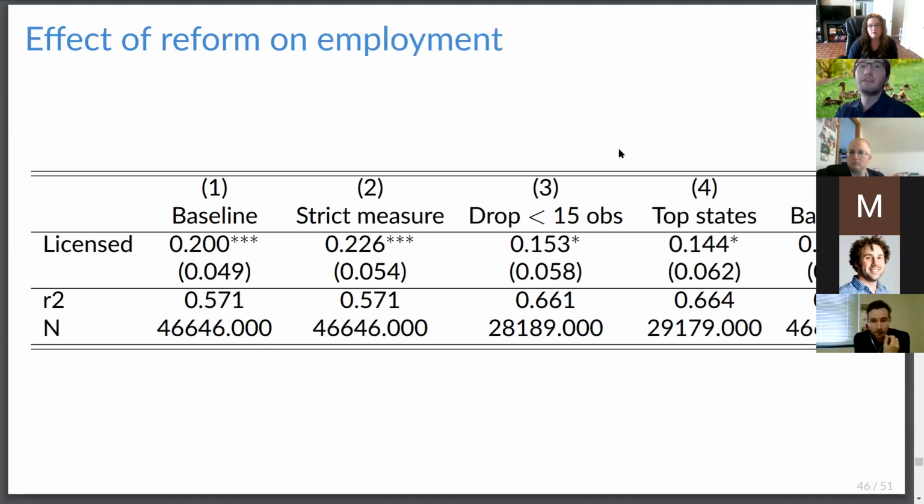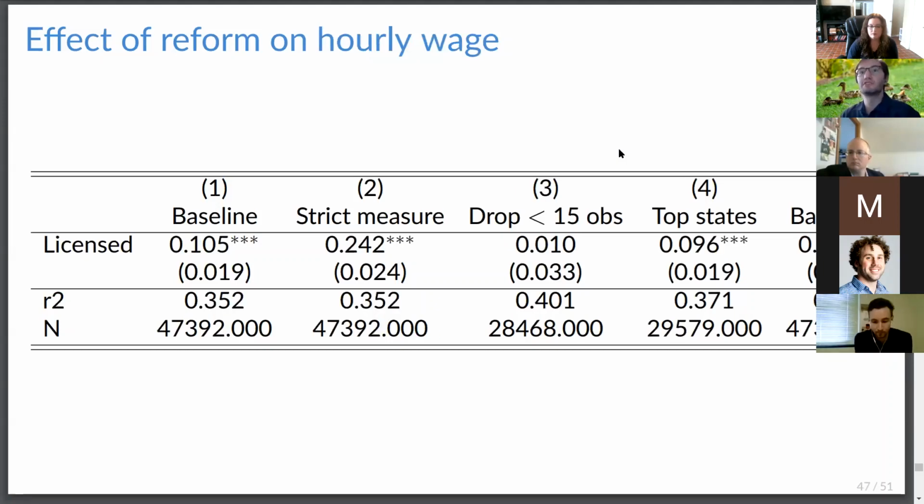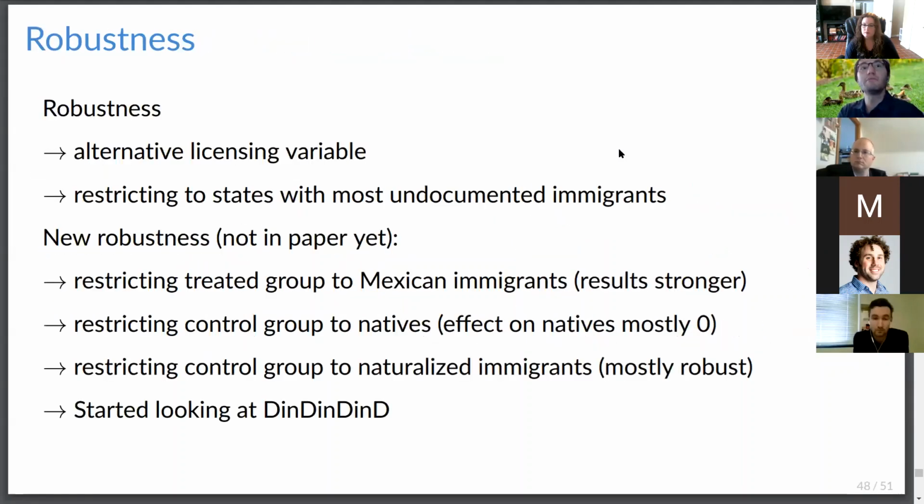So anyways, I look at employment as well. It's fairly similar, around 15 to 20%. And then I look at log hourly wages. This one's a bit more sensitive to my specification. In some specifications, there doesn't appear to be an effect, but between 10 and 20% is what I see across these specifications.